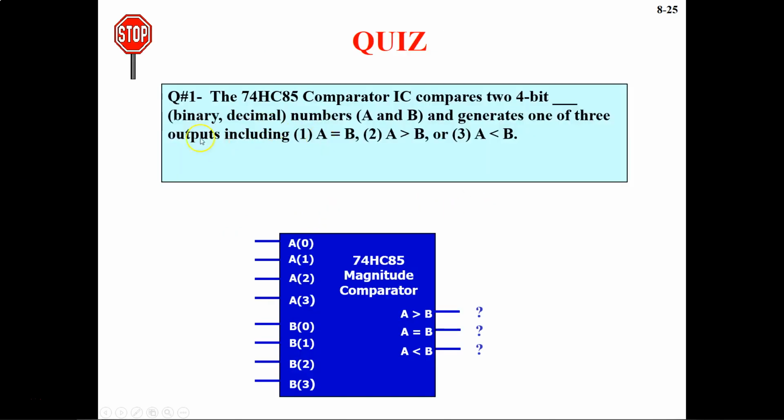Now let's see next. Next we have a quiz. The first question says 74HC85 comparator IC compares two 4-bit dash, either binary or decimal numbers A and B, and generates one of the three outputs including these. So definitely it's going to be the binary number, not the decimal, because we sent here the binary number. So the answer is binary.